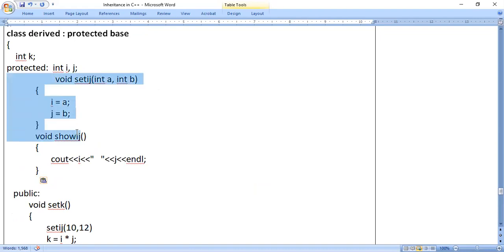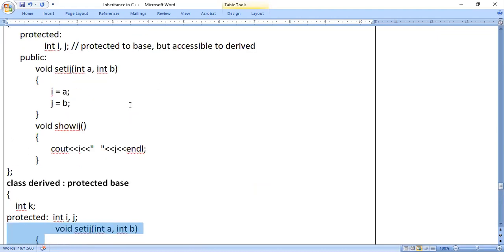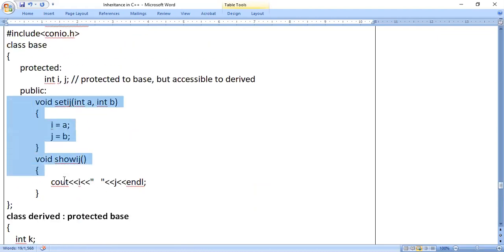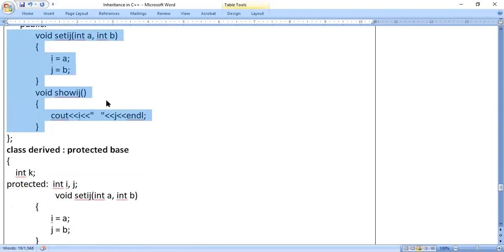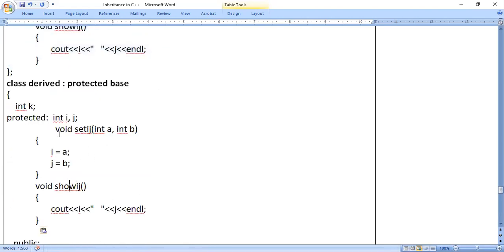The set ij and show ij have become the protected members of the derived class after inheritance. If you don't consider inheritance, that is, if you consider only one class, set ij and show ij are the public members of the base class. If you consider two classes and the inheritance concept, set ij and show ij have become the protected members of the derived class.